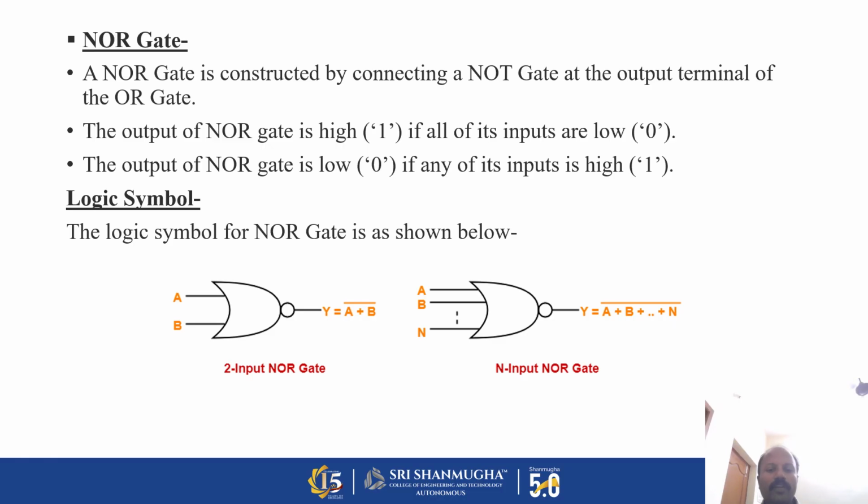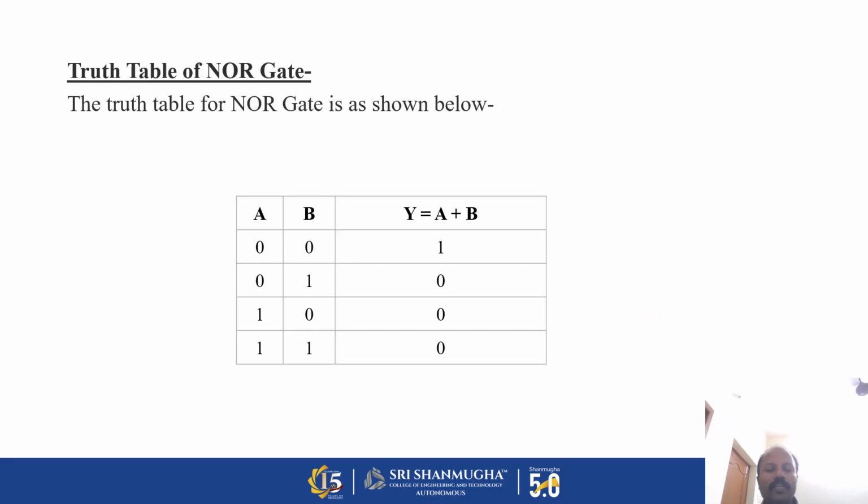The logic symbol for the NOR gate is shown here, where you can see when two inputs A and B are given.